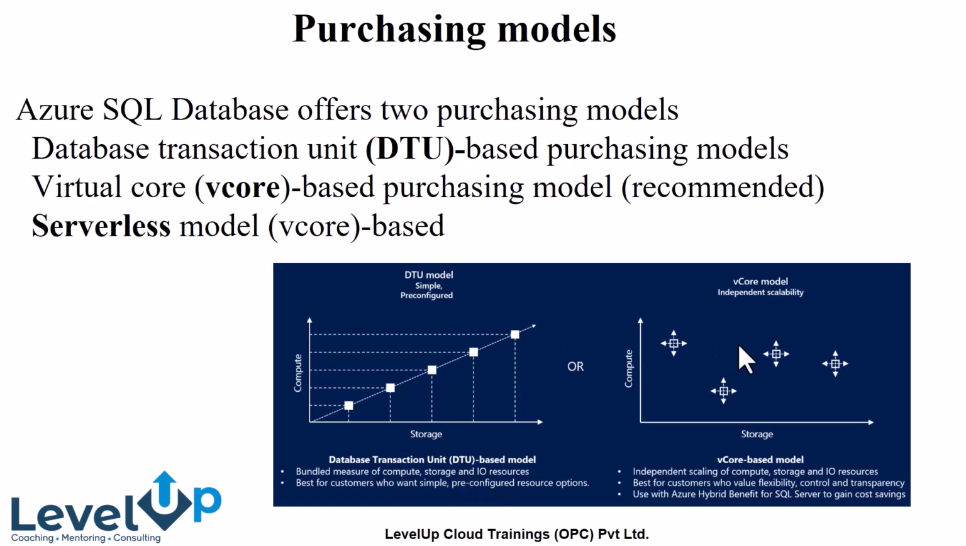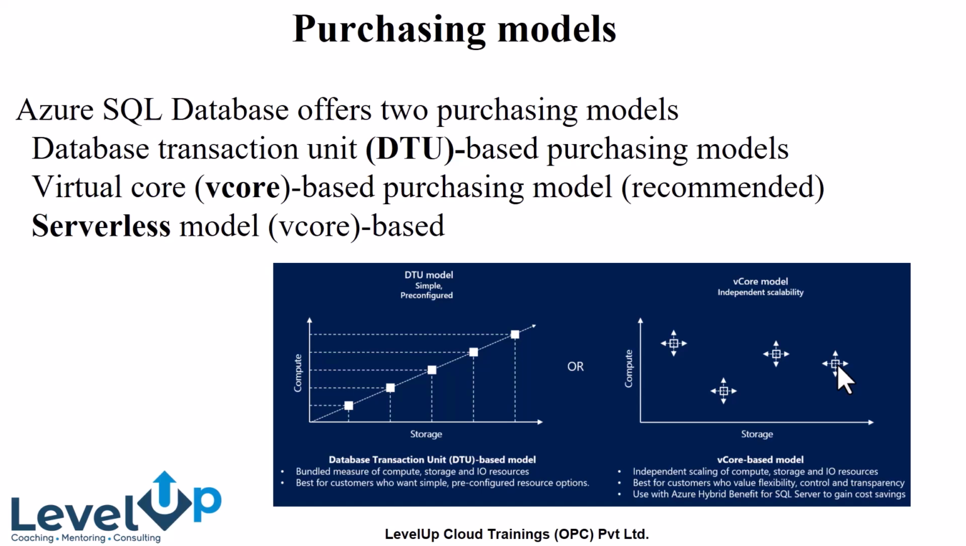Now the second model is called the vCore model. What is the vCore model of purchasing? This is independent scaling of compute, storage, and IO resources. Best for customers who value flexibility, control, and transparency. So here in DTU, all three resources are combined. If I give one DTU, I'll get all three resources. But for vCore, you can independently choose how much compute you want, how much storage you want, how much IO resources you want. That is what DTU and vCore capacity is.